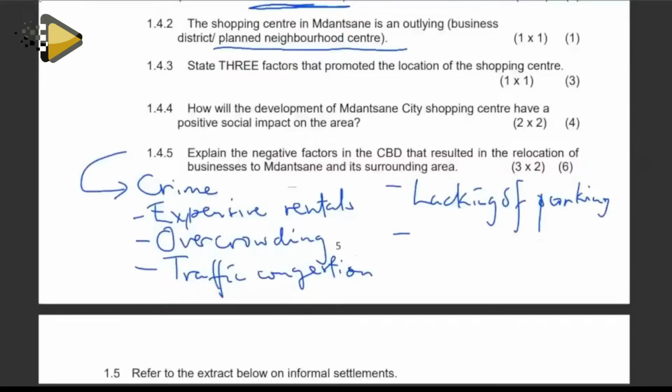And also we can check lack of expansion space. Because of lack of expansion space, there are limited opportunities of expanding the business. Hence, in the outlying business district or in the shopping malls there will be possibility of space for expansion for the business, such that it attracts businesses to the outlying business district. Right, that gives us the justification of that question.